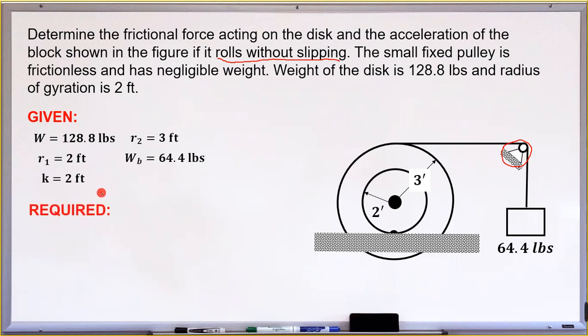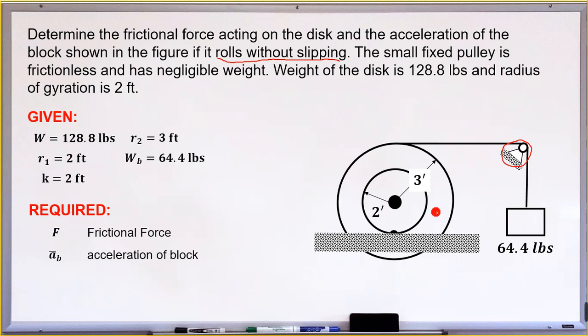Okay, so the requirements, we have the frictional force. So this frictional force always acts at the surface of contact of our rolling body or our rolling disc and the horizontal surface, no. And then the second one is the acceleration of the block, aB. So I just represent this aB as the acceleration of the block, because we have lots of linear acceleration here. I mean, in this system we have two linear accelerations. So let's explore that one.